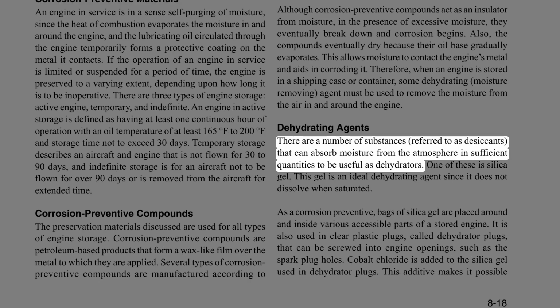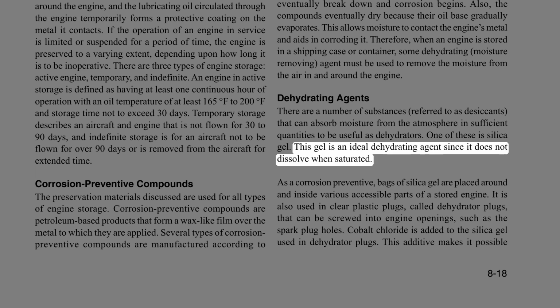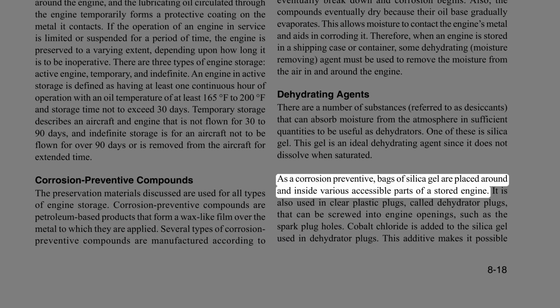Dehydrating agents. There are a number of substances, referred to as desiccants, that can absorb moisture from the atmosphere in sufficient quantities to be useful as dehydrators. One of these is silica gel. This gel is an ideal dehydrating agent since it does not dissolve when saturated. As a corrosion preventive, bags of silica gel are placed around and inside various accessible parts of a stored engine.